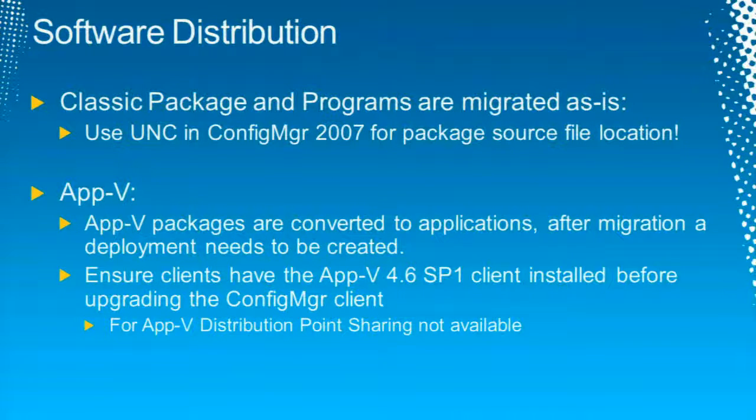I mentioned in the presentation yesterday, ConfigMan 2012 only supports App-V 4.6 Service Pack 1. So before you can actually use those migrated over packages as applications, you have to have App-V 4.6 SP1 on your client computers to be able to use that migrated over content. And distribution point sharing is not applicable because of the change in the content store and everything.